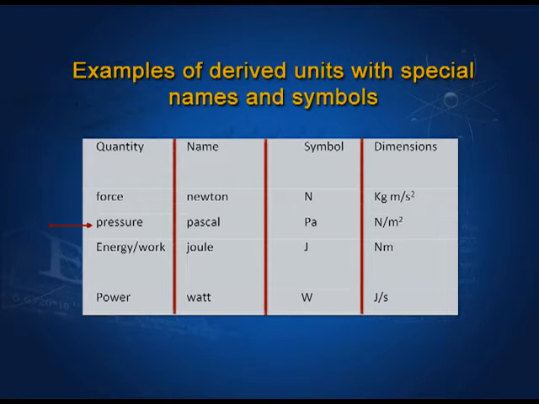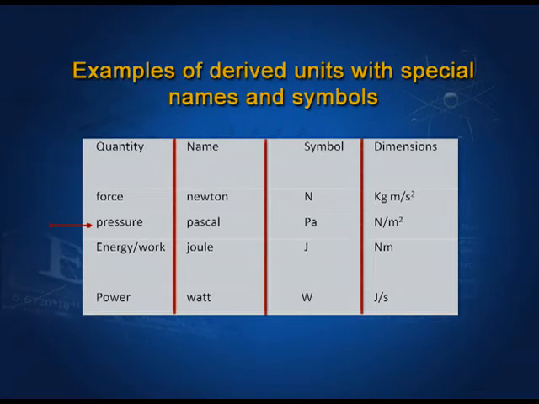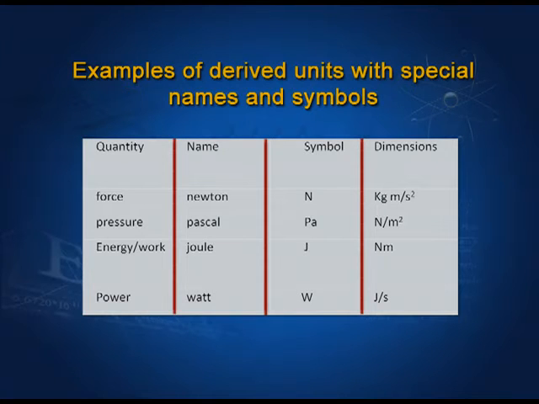Pressure, the name of the unit is pascal. Pascal, you know, was a French scientist, and pascal is written with small p, and its symbol is capital P small a, Pa, and its dimensions are newton per meter square. Energy or work, the name of the unit is joule with small j, and the symbol is capital J, and its dimensions are Nm.